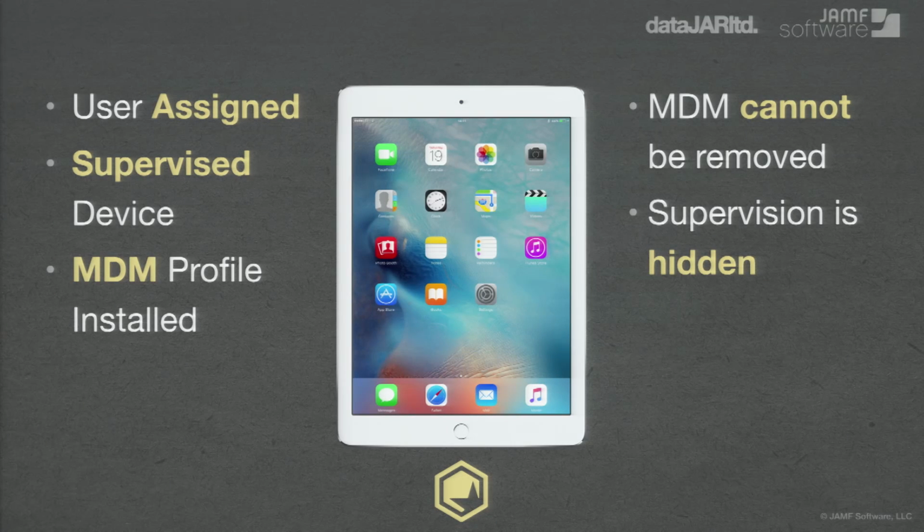Okay, so we now have a device which is assigned to a user because we hit require authentication. So it's actually assigned the device to the user in the JSS. It's supervised. The MDM profile is now installed, and the MDM profile cannot be removed, and the supervision profile is going to be hidden. Okay, so you're not actually going to see that directly on the device. Your JSS will report that the device is in fact supervised as well.